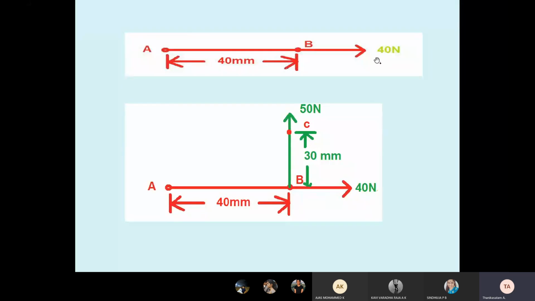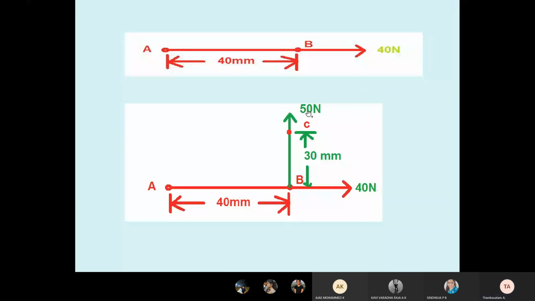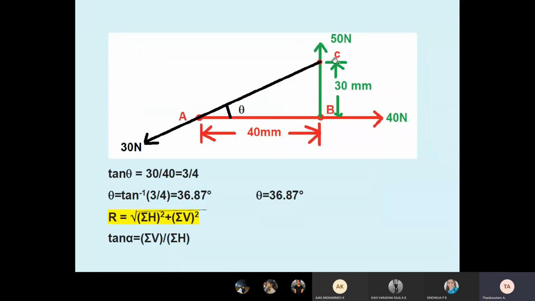AB 40 mm, so the first force is 40 Newton. The second force, 50 Newton, acts along BC, 30 mm along positive y-direction. In the question they mentioned triangle, understand students? That's why I drew AB in the horizontal positive direction and BC in the positive y direction. 30 mm, 50 Newton acting. And the third force they mentioned is CA, understand students carefully, CA 30 Newton. So the closing side is CA 30 Newton.